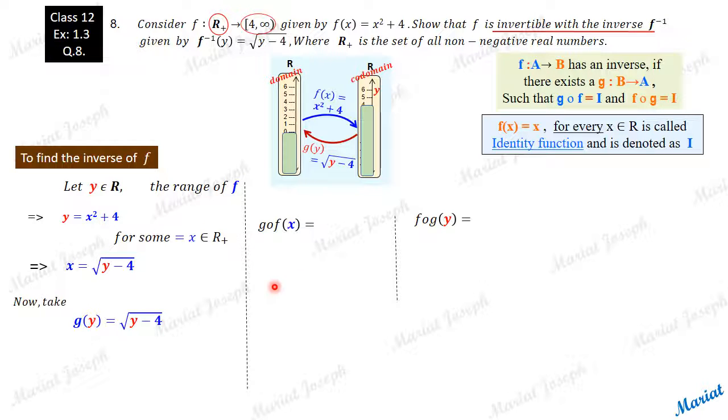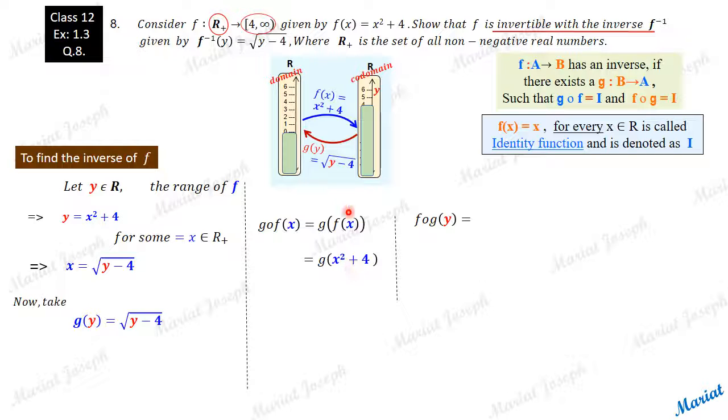Let's take GOF of an element x. That means g of f of x. That's what the composition of functions says. G of f of x. And what is f of x? F of x is x square plus 4. Place it here. So g of x square plus 4. Now how do we calculate g of x square plus 4? G function says take the square root of the element minus 4. And the element now is whole x square plus 4.